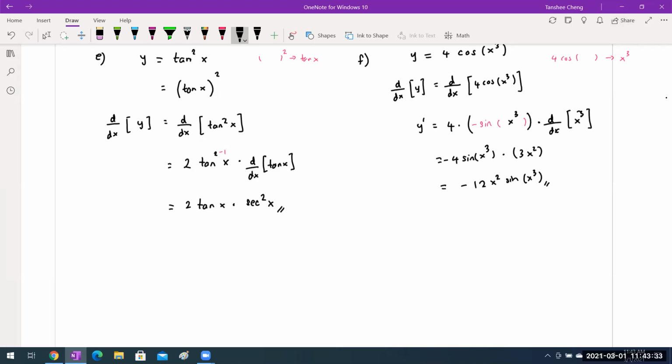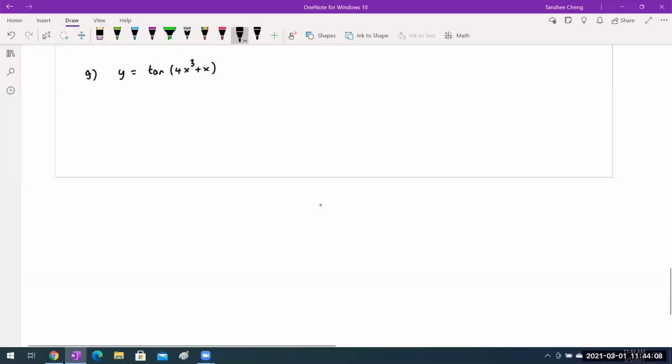Let's take a look at the next example, G. When I take the derivative with respect to x on both sides, this is going to look like the derivative of tangent of 4x to the third plus x. Notice that in this case, the outer function is the tangent function, and the inner function is 4x to the third plus x.